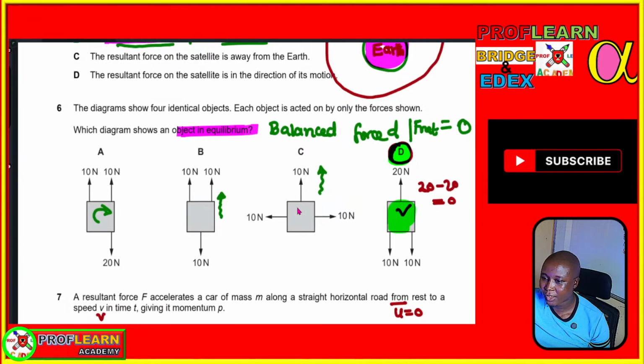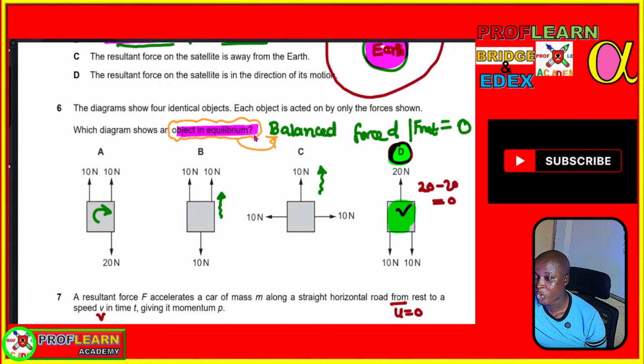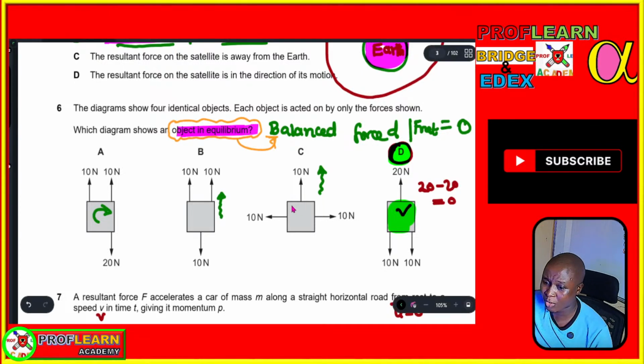We have question number 6. We need to understand the object being at equilibrium. An object that is at equilibrium has a net force equal to 0. So the forces must be balanced in any direction, and the clockwise moment should be equal to the anti-clockwise moment. That's something that you need to remember.